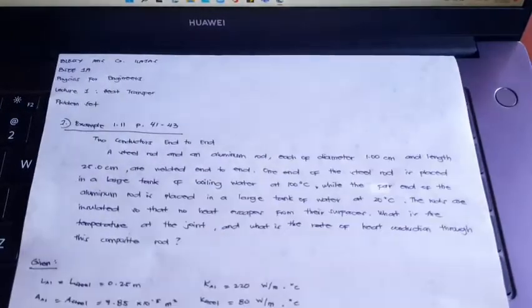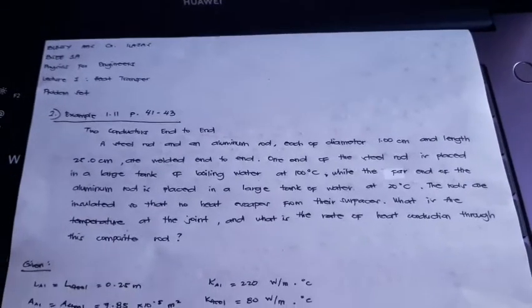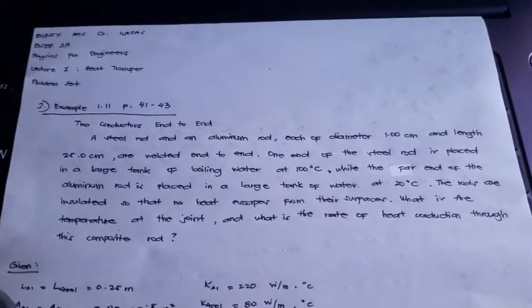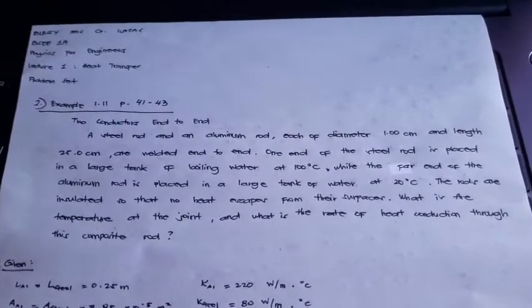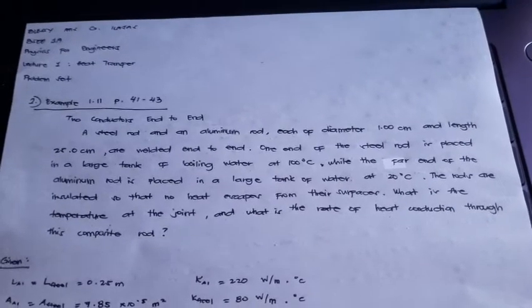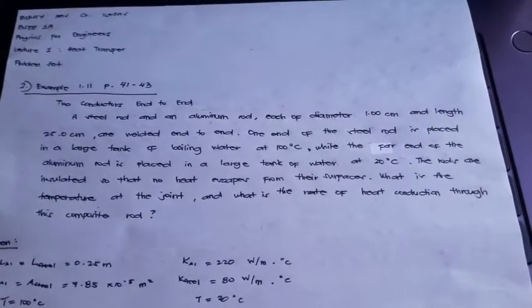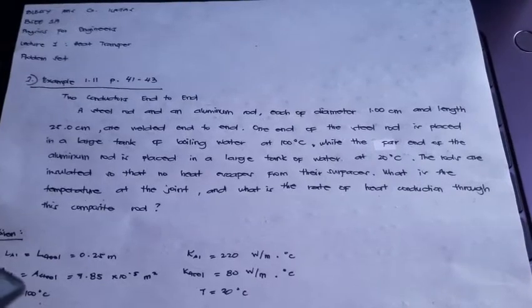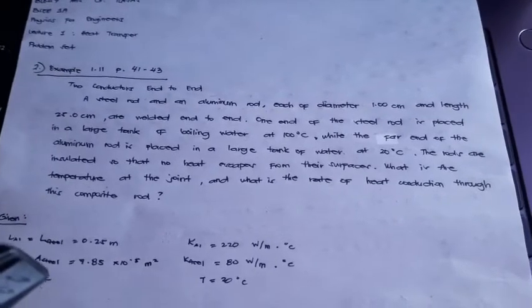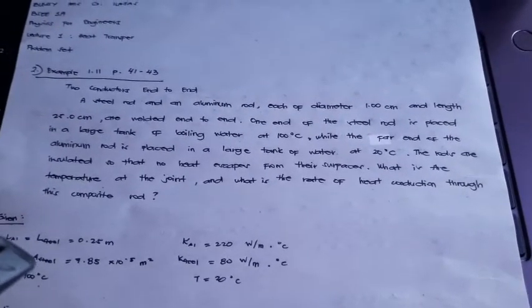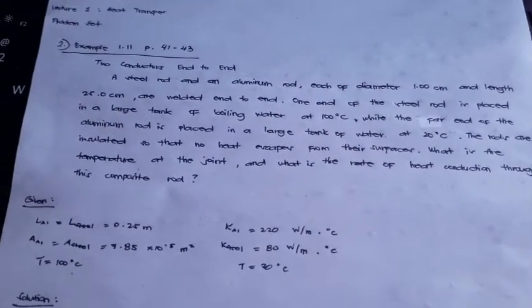So let's proceed to problem set number 2. Example 1.11 on pages 41 to 43. Two conductors end to end. A steel rod and an aluminum rod, each of diameter 1 cm and length 25.0 cm, are welded end to end. One end of the steel rod is placed in a large tank of boiling water at 100 degrees Celsius, while the far end of the aluminum rod is placed in a large tank of water at 20 degrees Celsius. The rods are insulated so that no heat escapes from their surfaces. What is the temperature at the joint, and what is the rate of heat conduction through this composite rod?